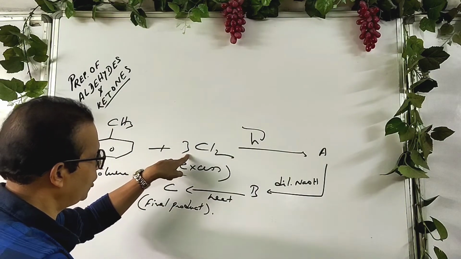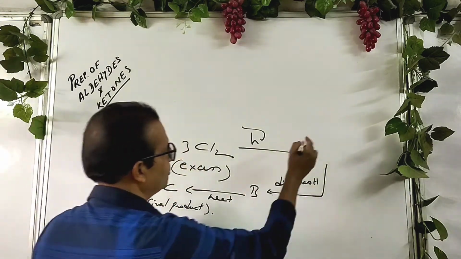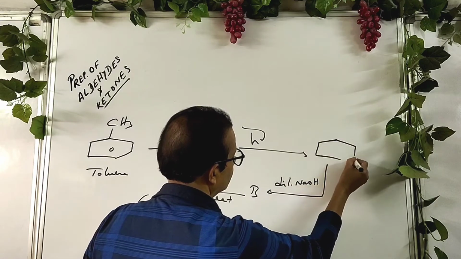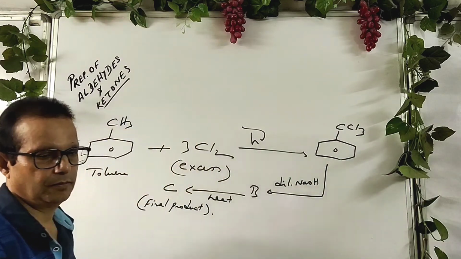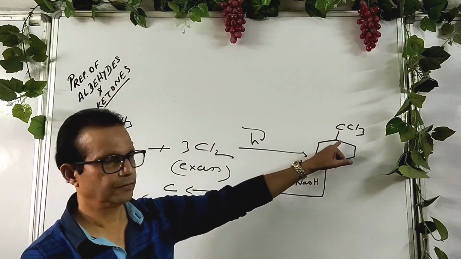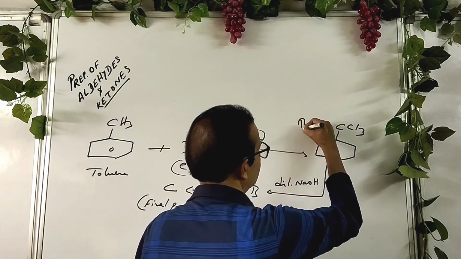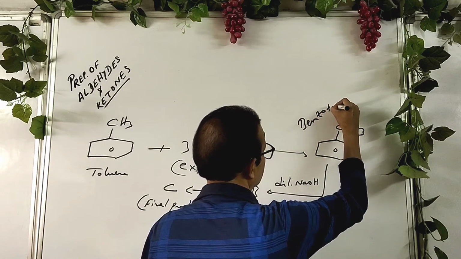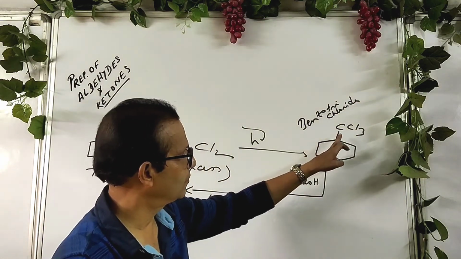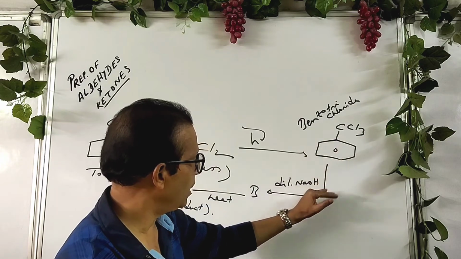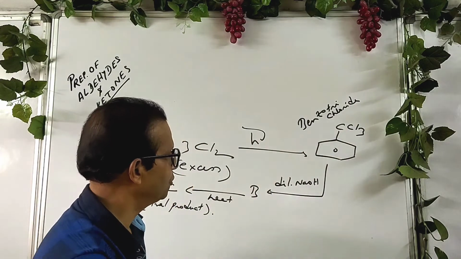It's mentioned here that 3 molecules, so replace all the hydrogen atoms by chlorine atom. This compound is called benzotrichloride. When this compound reacts with dilute sodium hydroxide, all the 3 chlorine atoms are replaced by OH group.